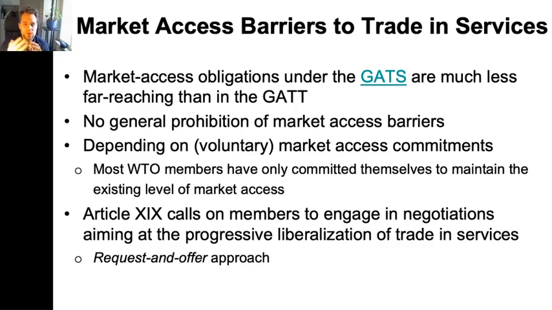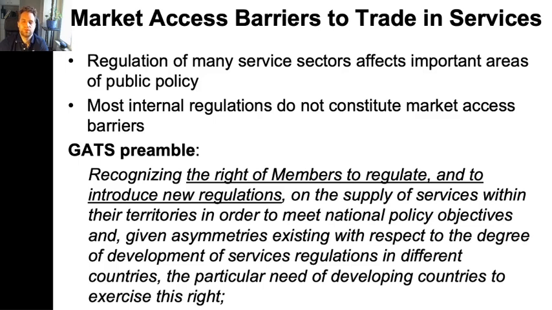And again, as in the case of tariffs, here we have a call enshrined in GATS Article 19 to engage in negotiations to progressively liberalize trade in services. That is also done on a request and offer approach basis. But as you can imagine, trade negotiations also here are very, very difficult. Good. And why is that? First, also because the presence of foreign service suppliers has an immediate impact on domestic suppliers, and at the same time, however, many sectors are particularly important areas of public services.